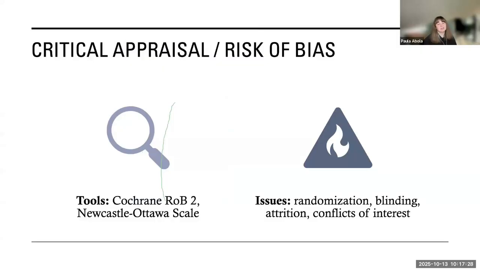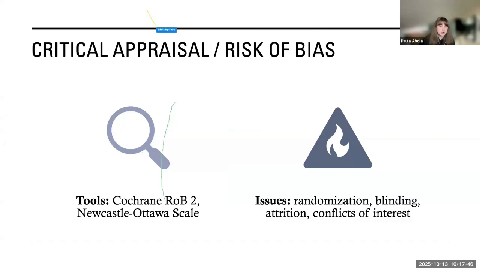Also, as already mentioned, not all studies are created equally. So a small, poorly designed trial should not carry the same weight as a large and well-conducted one. This is why systematic reviews always include a risk of bias assessment. For this, you have several tools.